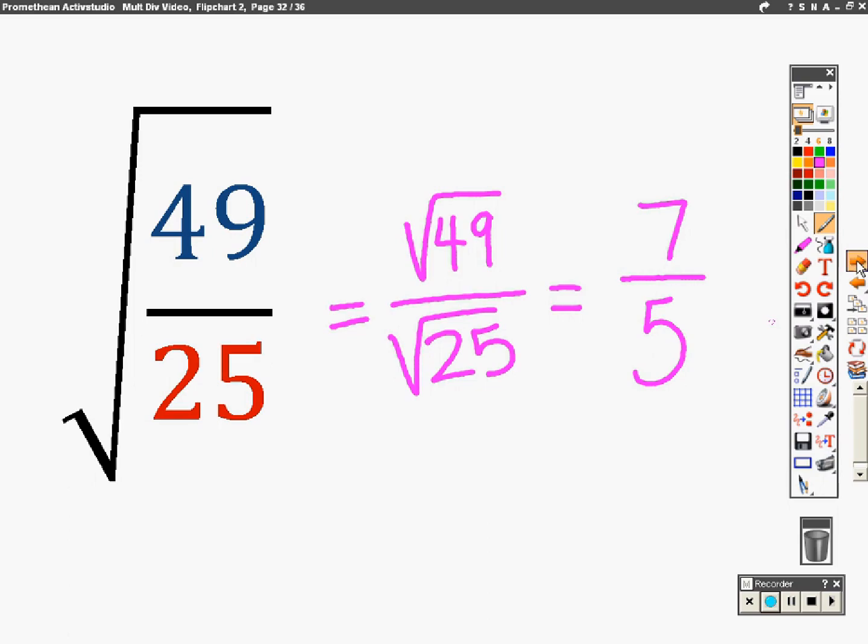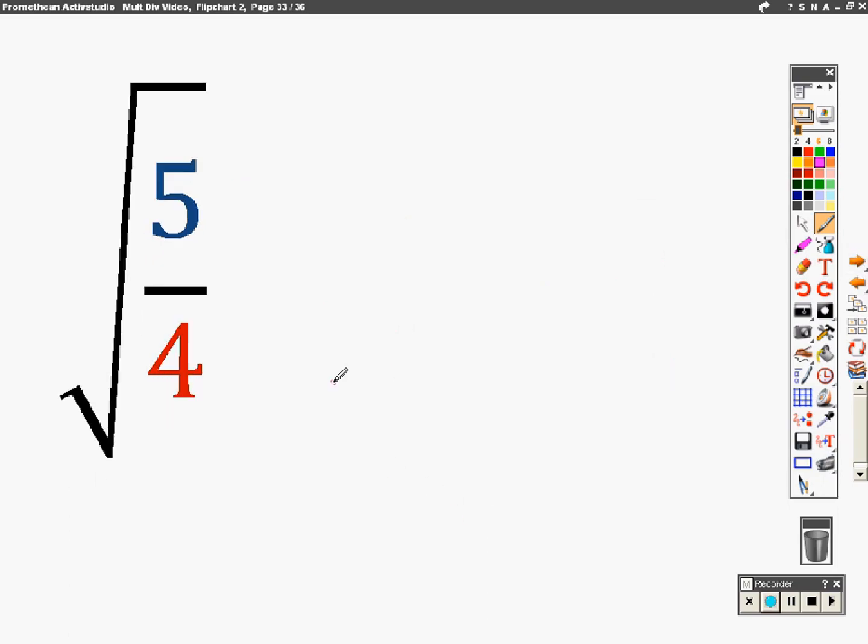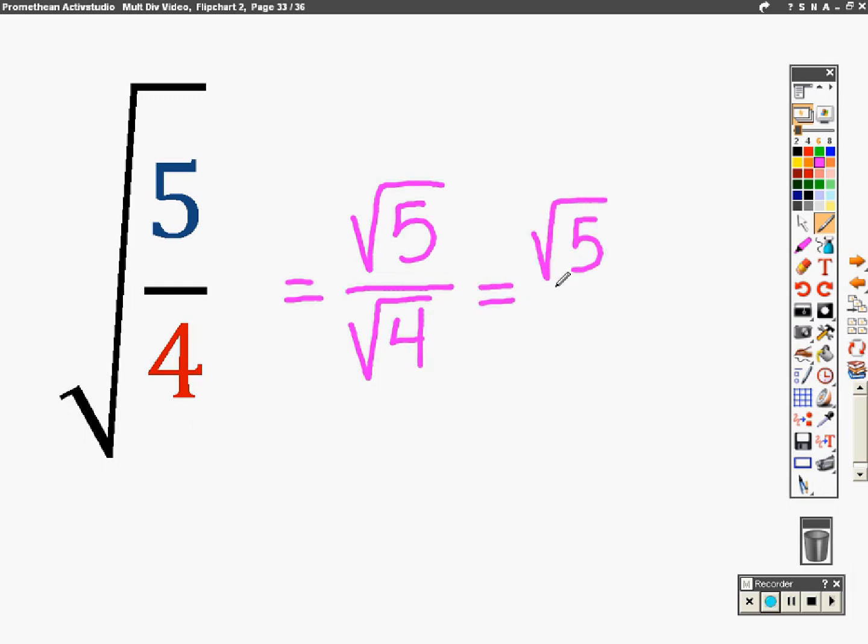Let's try that again. What if I have big radical 5 over 4? Okay, that's little radical 5 over little radical 4. And technically, I can keep going. This is radical 5 over square root of 2. Another great answer.